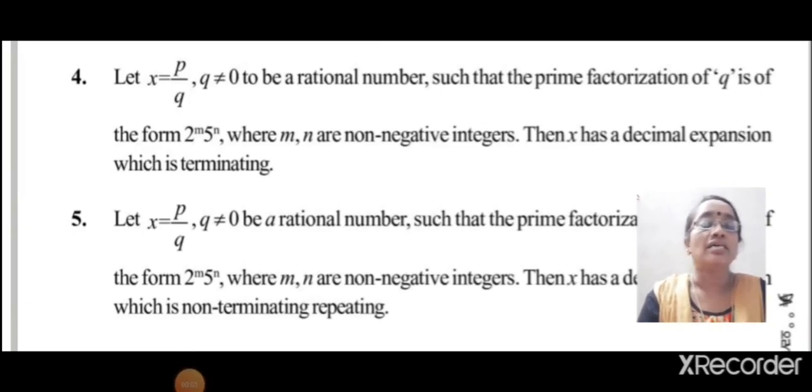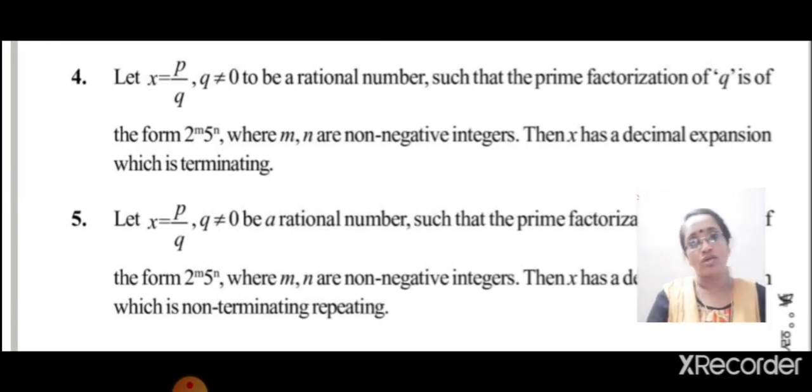Next, the last section of this chapter, Real Numbers, is about the decimal expansion of rational numbers. Here, three theorems are there. First, theorem 1.5, the fifth theorem. The statement is like this.